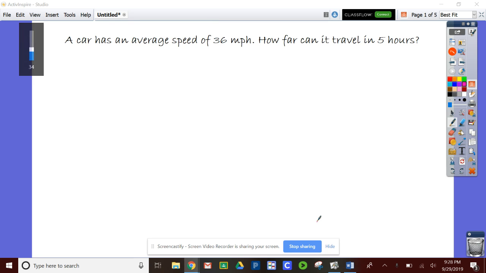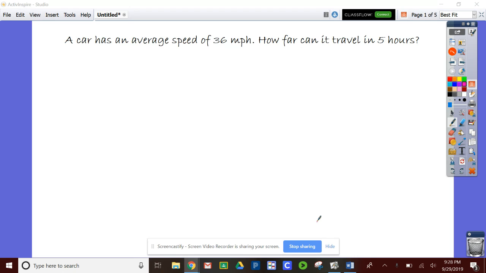All right, so very quickly, I'm going to go over the 5 problems that you did with a partner on Friday, the ones that were hanging around the room. So I'll start with this one. It says a car has an average speed of 36 miles per hour. How far can it travel in 5 hours?